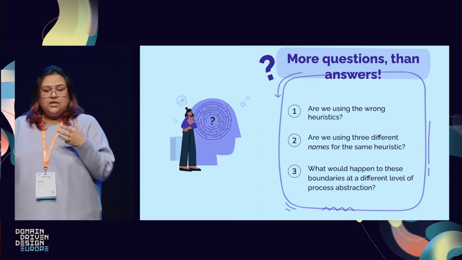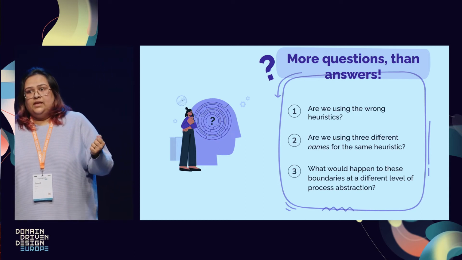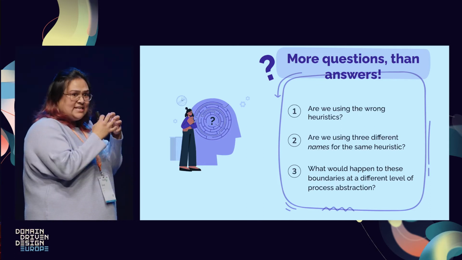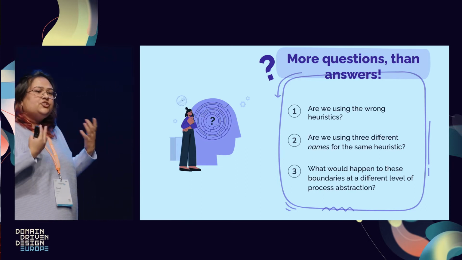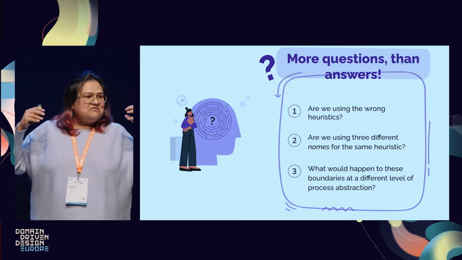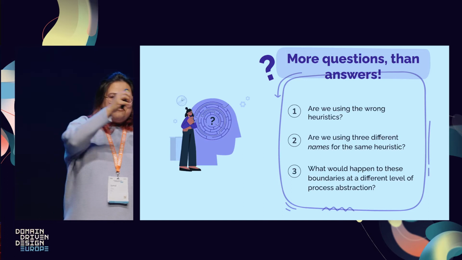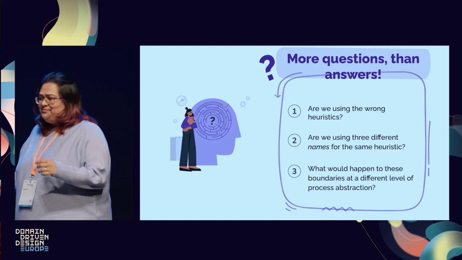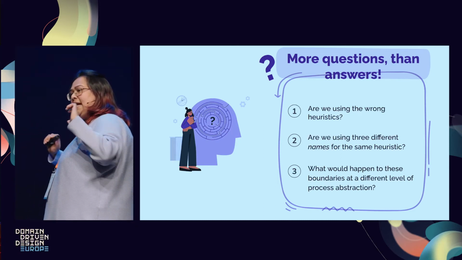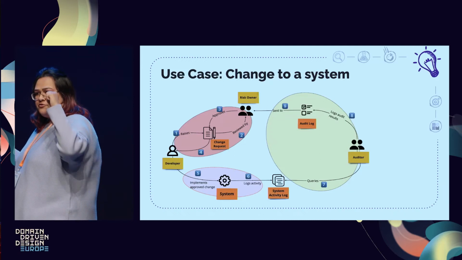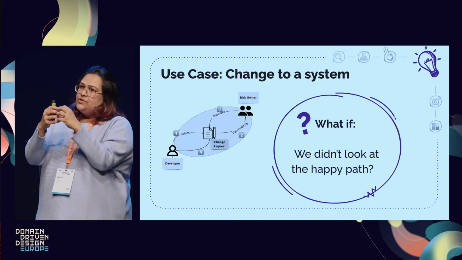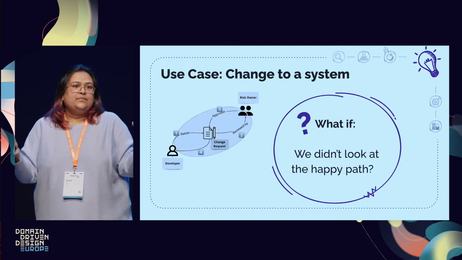We started questioning whether we were using the right heuristics. We also started questioning, given how closely these heuristics are related to each other, whether we were just using 3 different names for essentially the same heuristic, and perhaps we should be thinking of a different name and finding a more appropriate heuristic. And we also were wondering whether this behavior would be different at a different level of abstraction. So what if we zoomed into the approval process and started looking at the individual sub-processes and seeing what happens at that point?